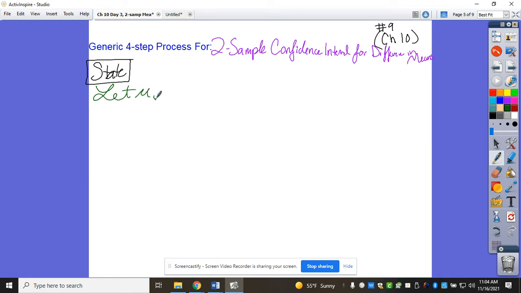Mu1. So mu1 is going to be our mean something for what? In general, what am I going to put here? This is like my success. So this is going to be my population. And then same thing with whatever my second one is.